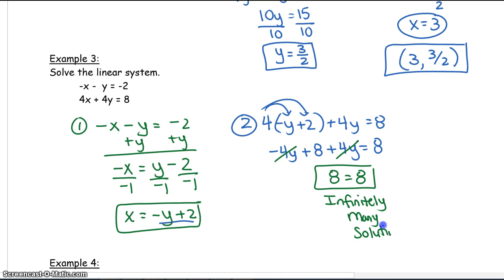And graphically, what that means is they're the same line. So if that was my y-axis and that was my x-axis, if I were to graph it, basically what it would look like is a line on top of the same line. So therefore, infinitely many solutions. Every point is a solution. It's pretty cool. All right.